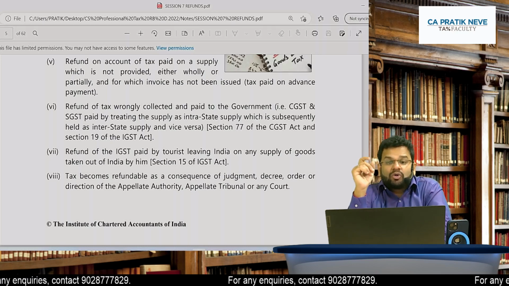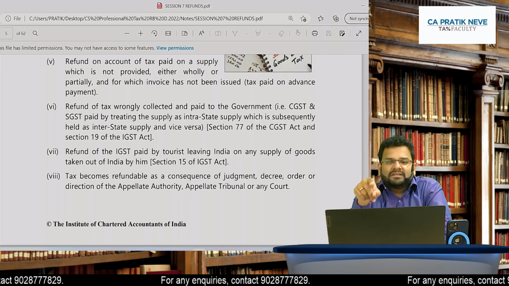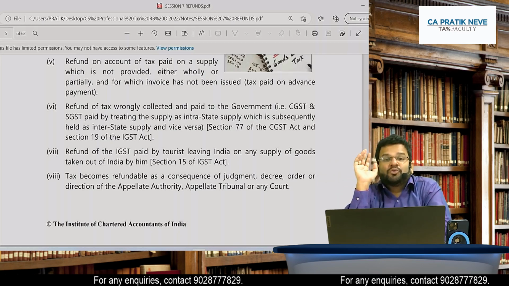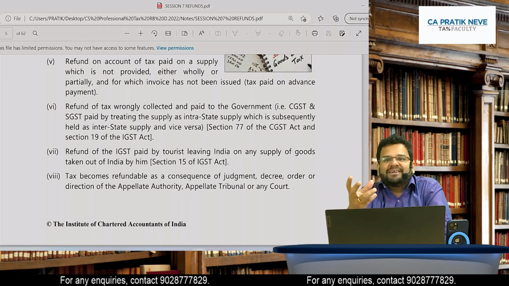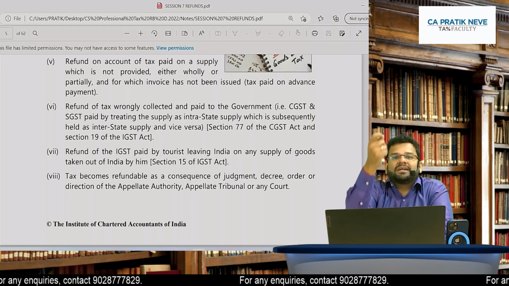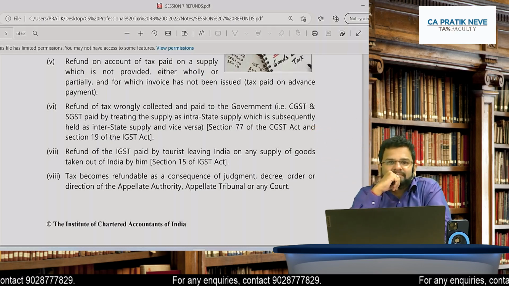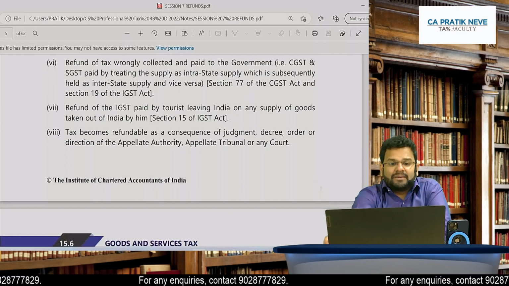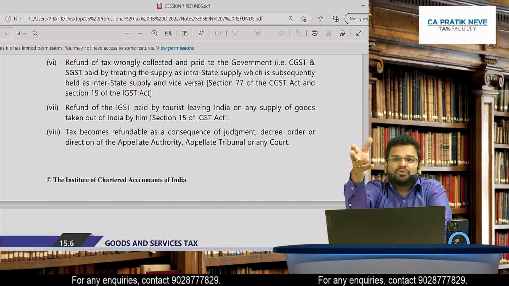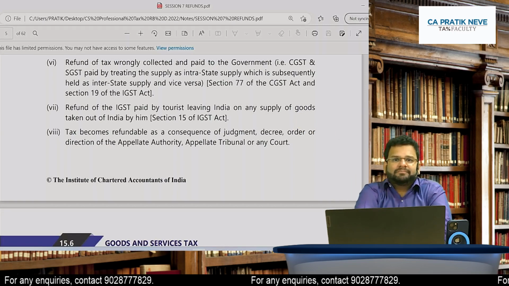So refund on account of tax paid on a supply which is not provided, either wholly or partially, and for which invoice has not been issued. We have seen in documents that I just issued a receipt voucher because I got an advance, and based on that I paid GST to government. But now in future I am not giving the service, so I will issue a refund voucher to them, and from government I will take refund of GST which I have already paid. Agreed?